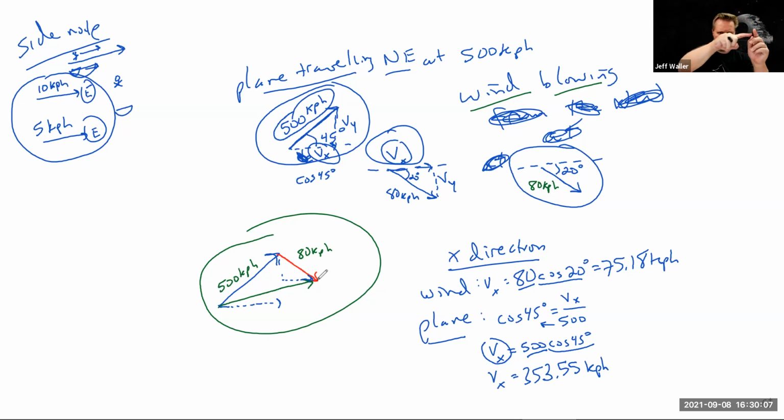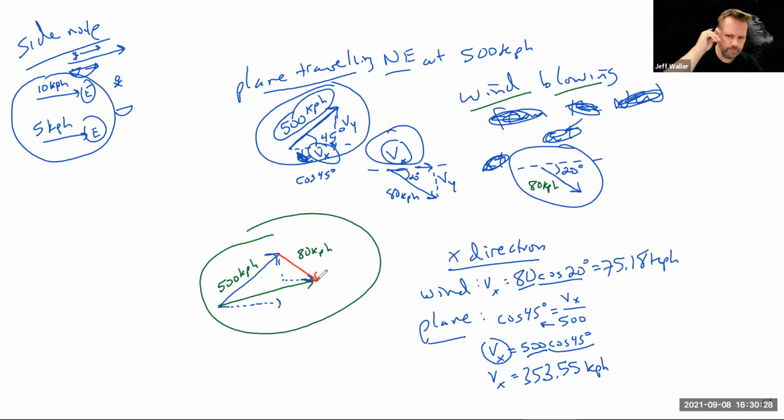You see how it would be the total x piece of the result? And it should make sense. If I break every vector in my problem that I need to add into x pieces and y pieces, I add up all the x pieces, I add up all the y pieces, and then we'll see what to do when we get all that together.